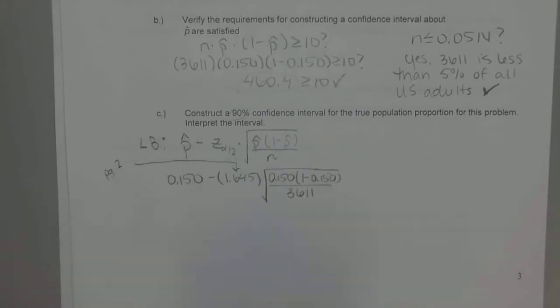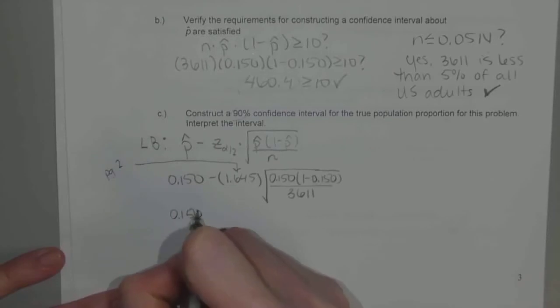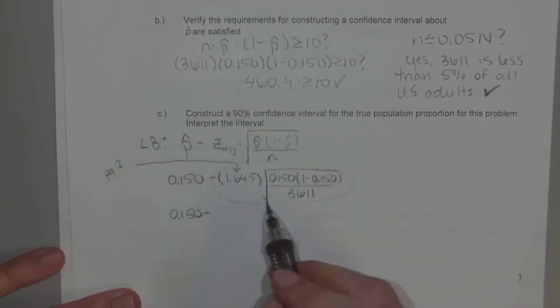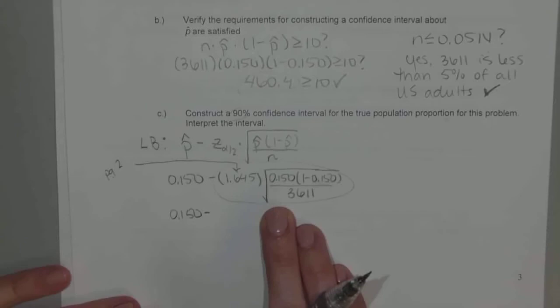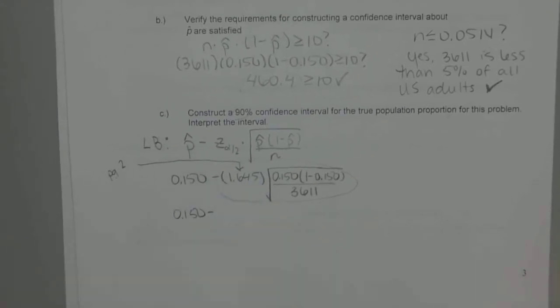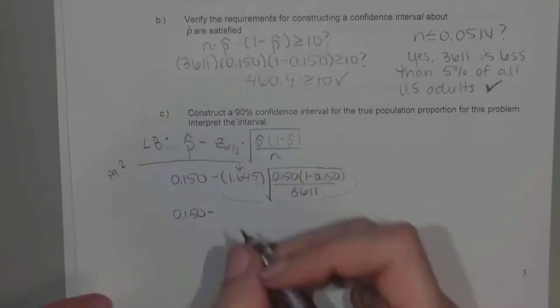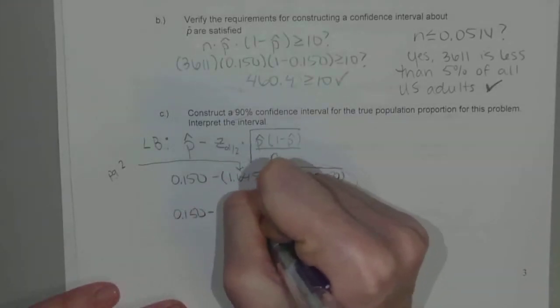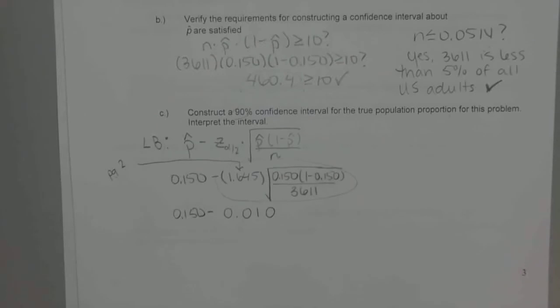All right. Let your p-hat, your 0.150, hang out, and in your calculator, you calculate that. This is your margin of error. Go ahead and calculate that. Rounded to 3 decimals, it's kind of weird. I got 0.010 if I round it to 3 decimals. Is that what you guys get?